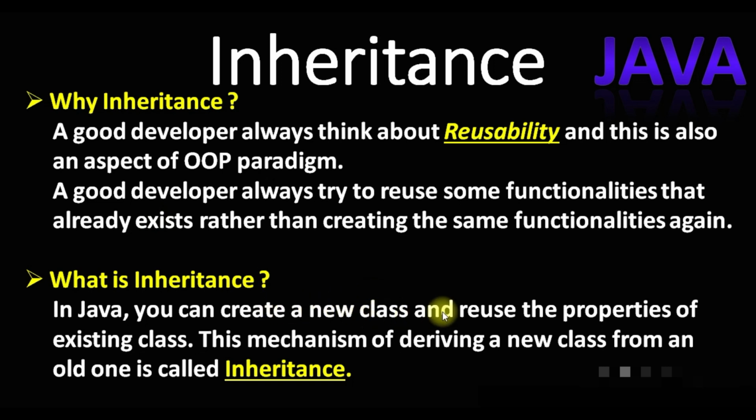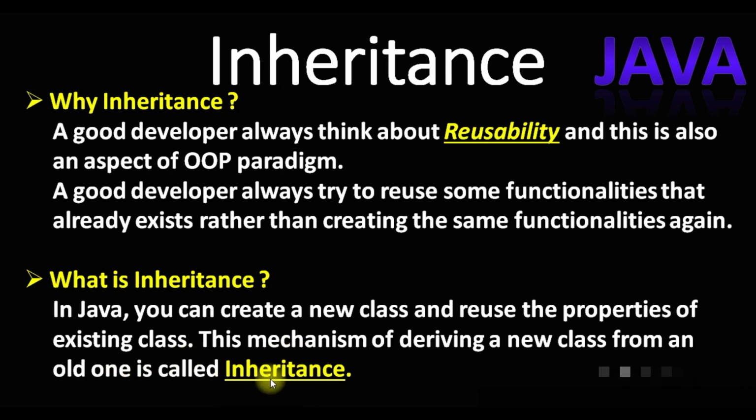create a new class and reuse the properties of an existing class, where the new class is our bedroom, kitchen room or dining room, and the existing class is nothing but the room class, okay. And this mechanism of deriving a new class, that is deriving bedroom or kitchen room or dining room, from an old one, our base class or room class, is called inheritance.